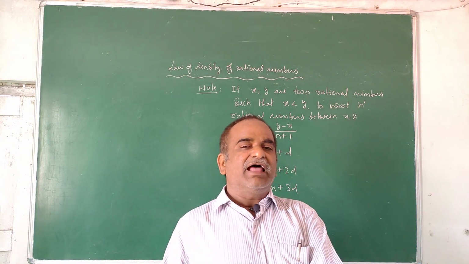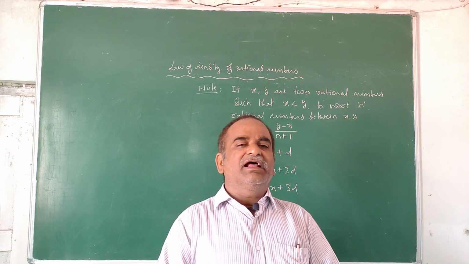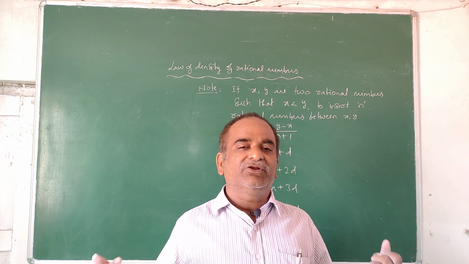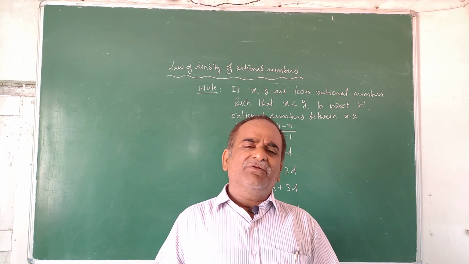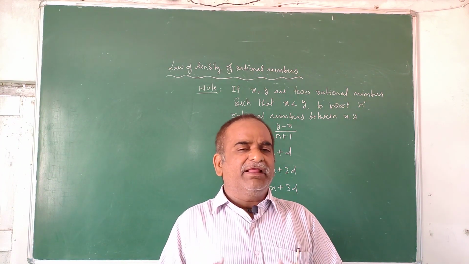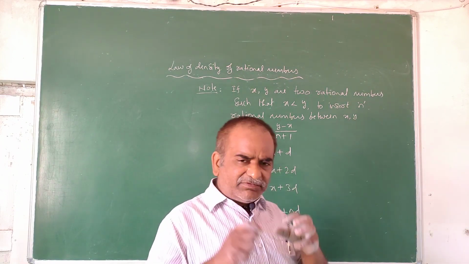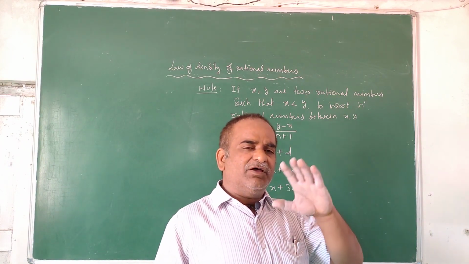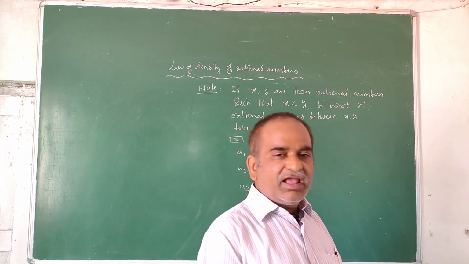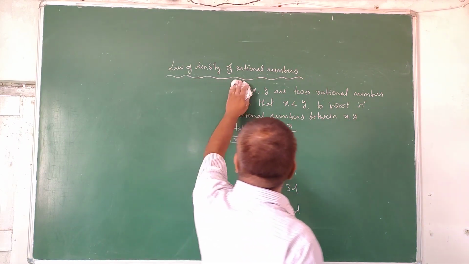See, it doesn't mean that this is the only procedure that you have to follow to find n rational numbers between any two given rational numbers. There are various methods, so you can adopt any method. This is only one of the methods I am saying. It doesn't mean it is the only method. Please try to understand. So now let us take an example so that you will understand very well.